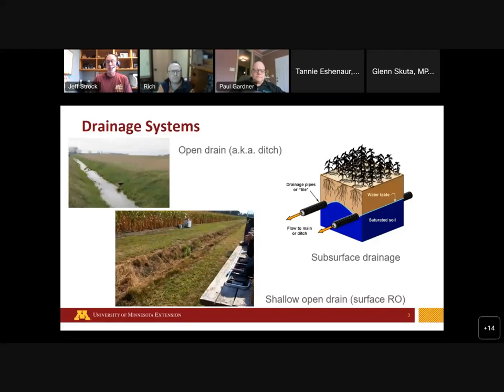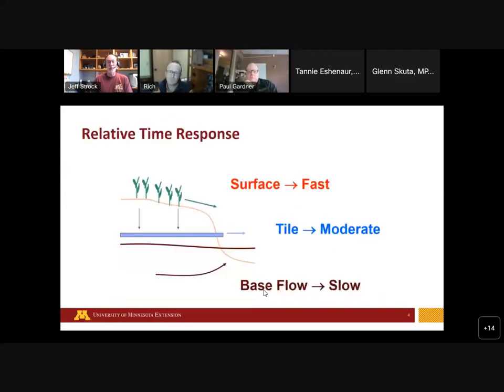So, scenario driven, I could give you cases where things would be good or bad, reflecting on tile, whether tile is a good thing or a bad thing in a certain case.